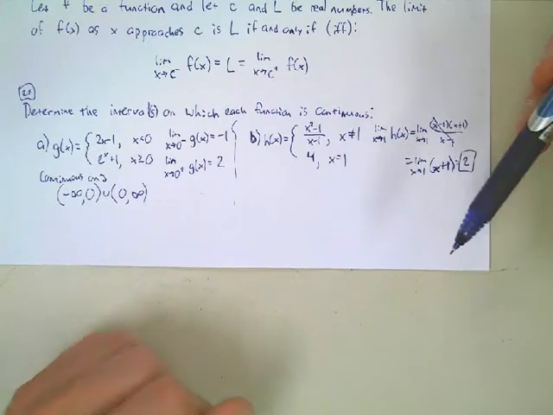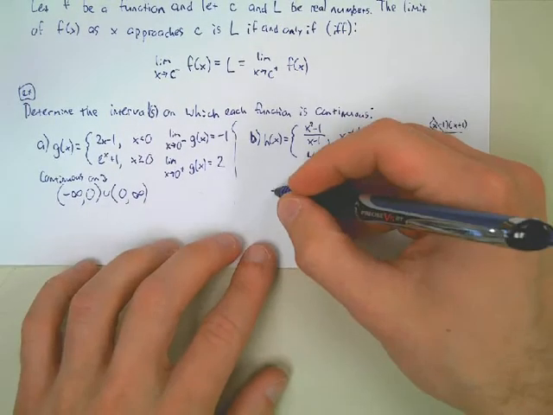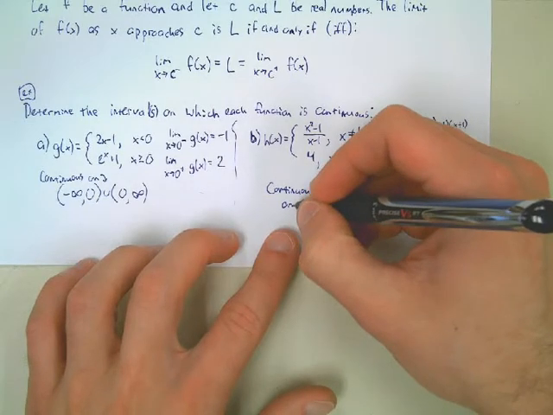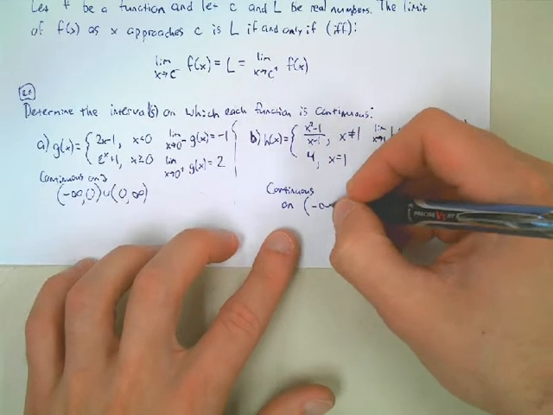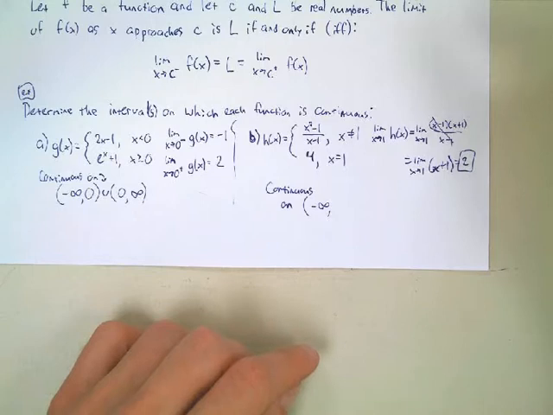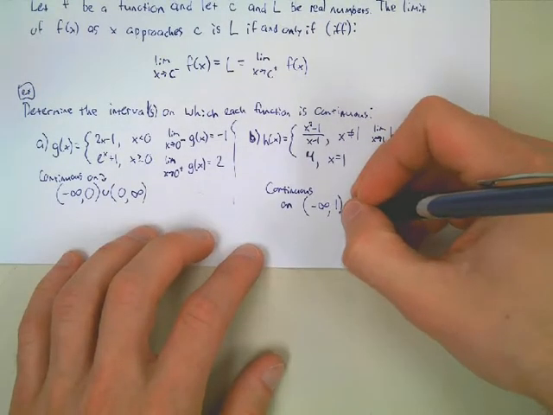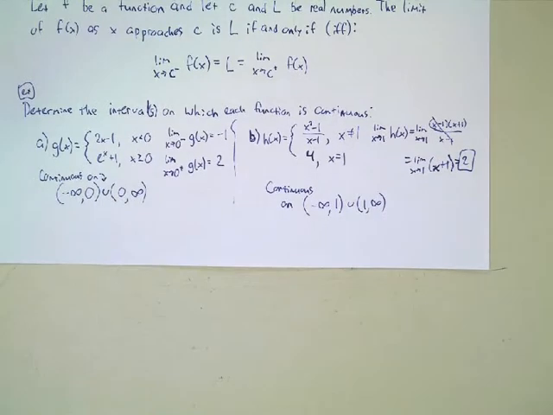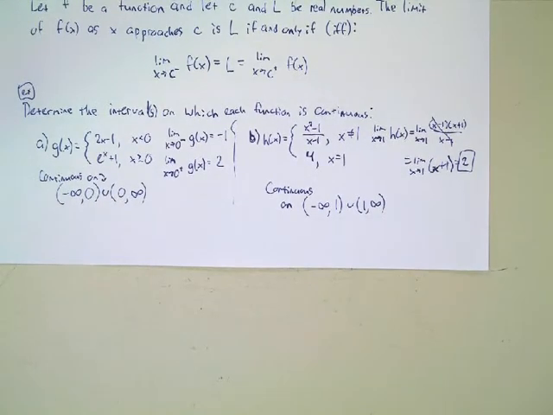So it's continuous on the interval from negative infinity to 1, right, because we're talking about x values here, union 1 to infinity. Okay, because we have a problem at 1. All right.